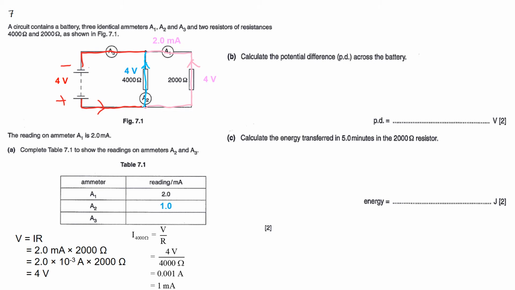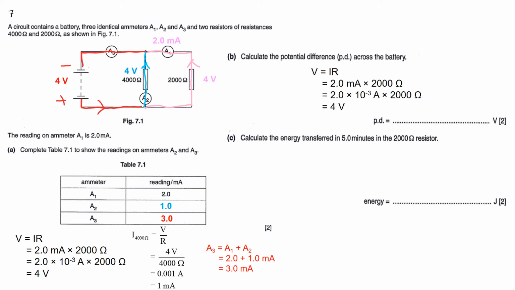Since current splits in a parallel circuit, A3 will be equal to A1 plus A2. The blue plus the pink gives us the red current. So 2 plus 1 will give us 3 milliampere. Calculate the potential difference across the battery, or the EMF in this case. We have actually done this earlier, which is 4 volts.